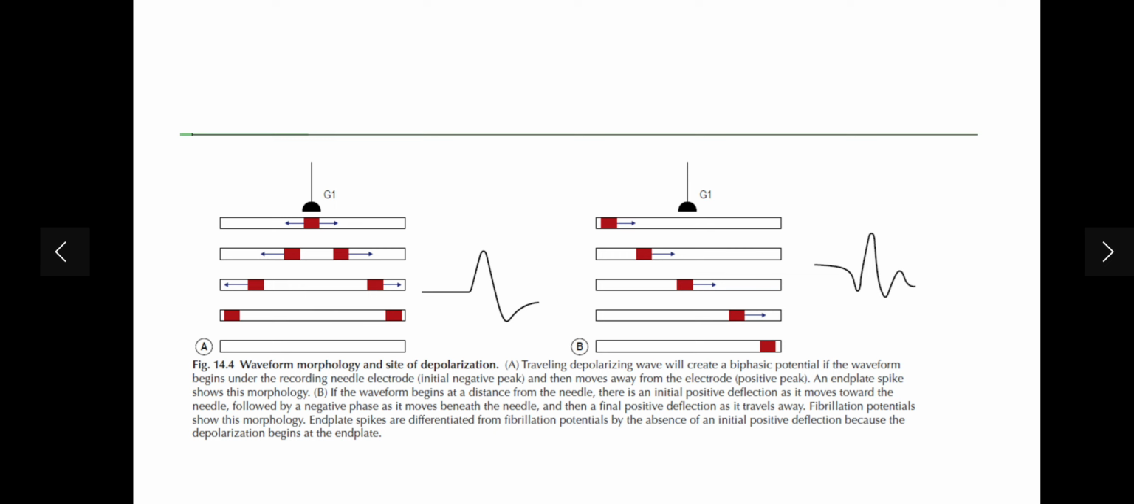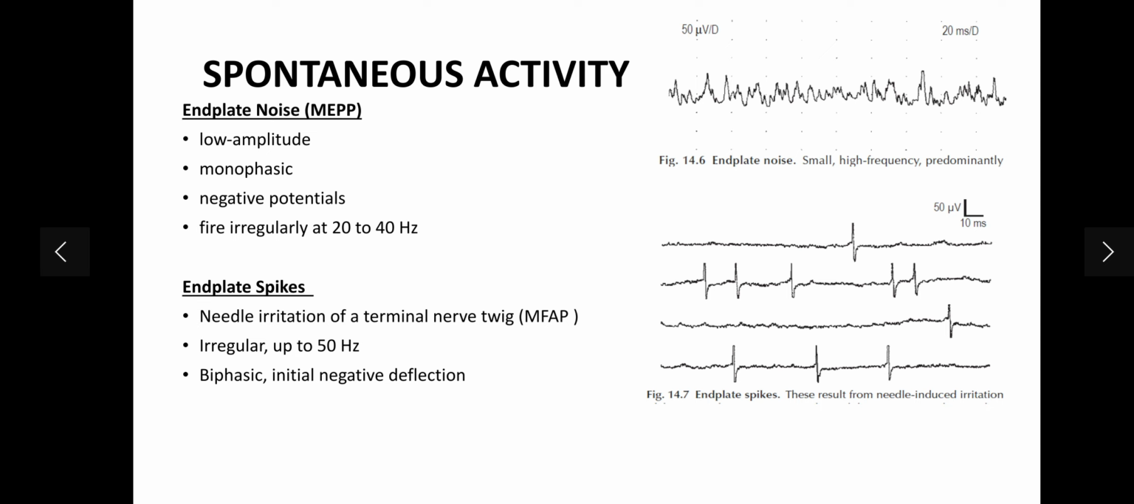But if the needle itself is generating the action potential, meaning that the action potential is generated because of direct irritation from the needle itself, then the action potential will move away from the needle and there will be no initial positive phase. You will get an initial negative phase and you will get a biphasic wave. And this is what an end-plate spike looks like. If you look at these shapes, you can see it starts with a negative phase. There is no positive initial phase. And this is one of the things that can differentiate end-plate spikes from fibrillations that we will talk about later.